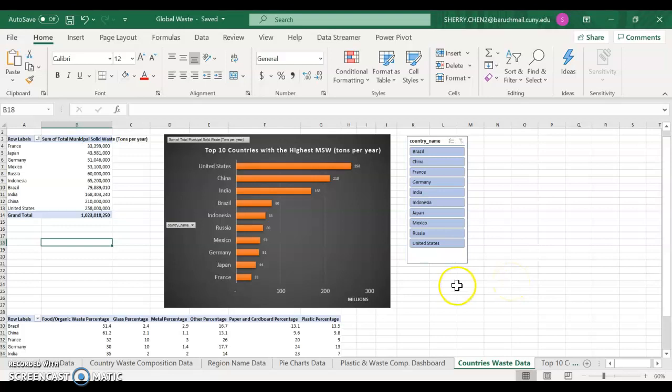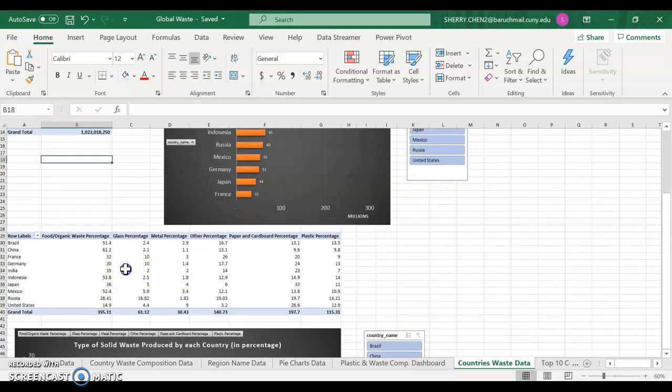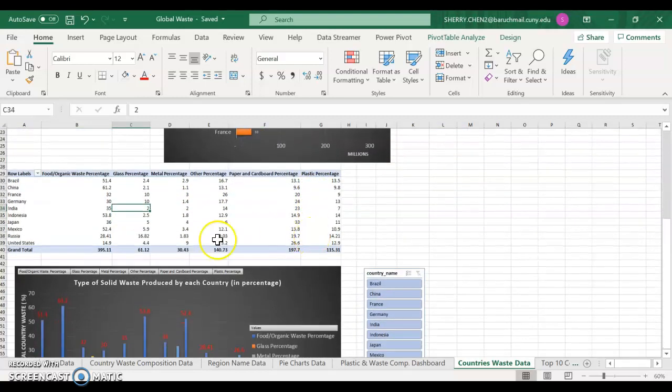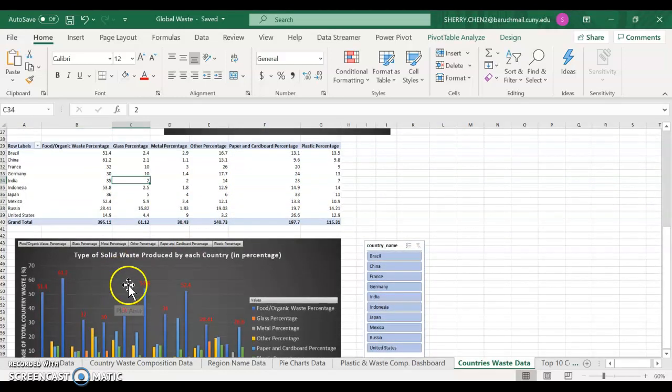In this new tab, I created a pivot table to create a clustered bar chart that shows the top 10 countries with the highest municipal solid waste in tons per year. I also created another pivot chart that shows the type of solid waste produced by each country in percentages.